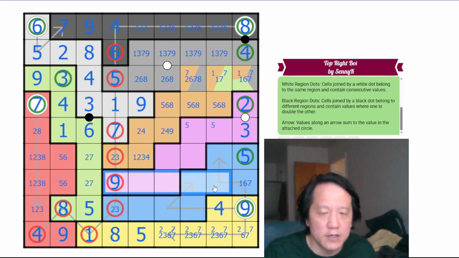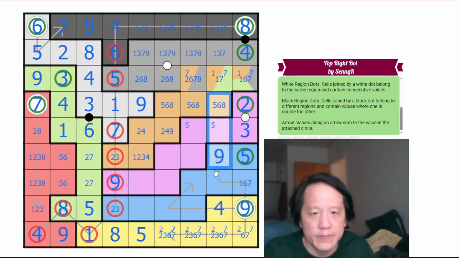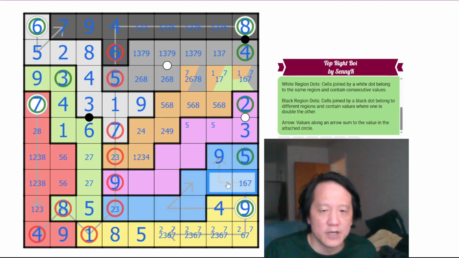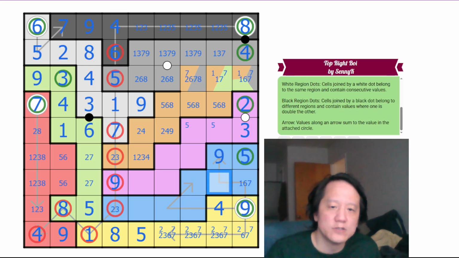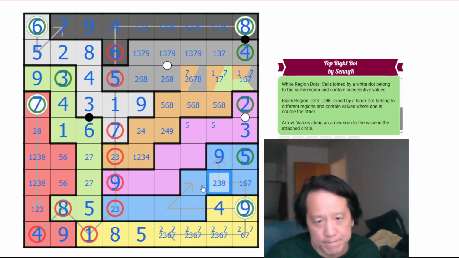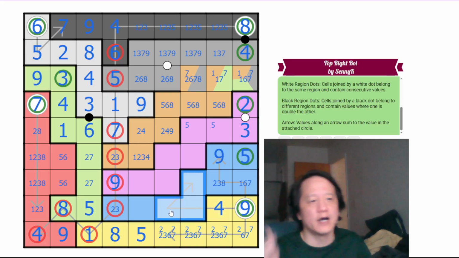Okay, we have a 9 here. Where is the 9 in the blue region then? Can't be here, can't be here, so it must be here. That eliminates 9 in the rest of the column. 9 plus 2 digits adding up to 9 adds up to 18. So this would be 1 and 8, 3 and 6, or 2 and 7. This is 4. So 18 minus 4 is 14 without a 9.